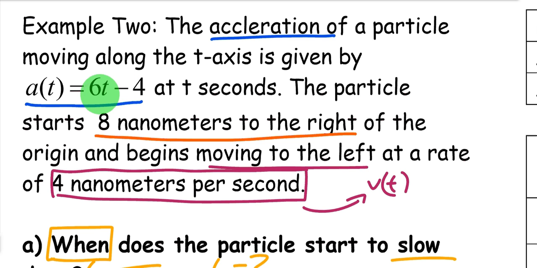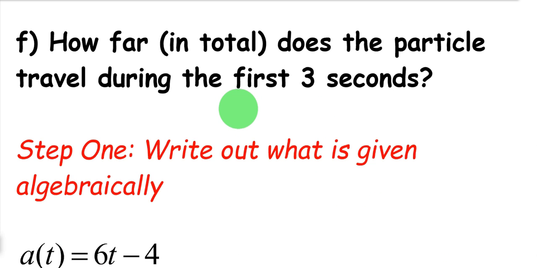We've already talked about it. We integrate, but we're going to ask a different type of question this time in regards to this particle motion. So the question we're going to ask is how far in total. I want to triple underline this because total distance is a totally different question than position, and it's definitely different than displacement. Does the particle travel during the first 3 seconds? So how far in total does it travel?